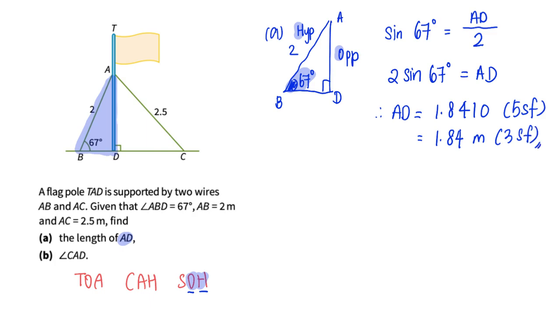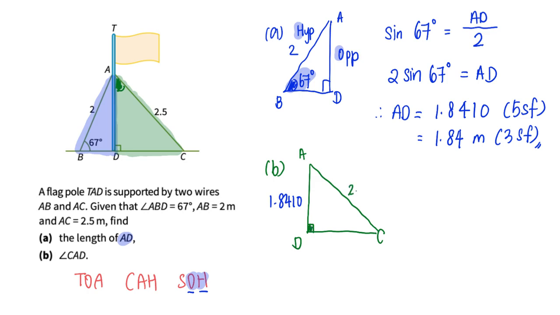For part B, find angle CAD. Then I will be looking at my green color right angle triangle now. So if you are not very good at visualizing it from the figure itself, we could do a simple sketch of C, A, and D, bearing in mind that we already got 1.841 from part A. And we also have this 2.5 here.